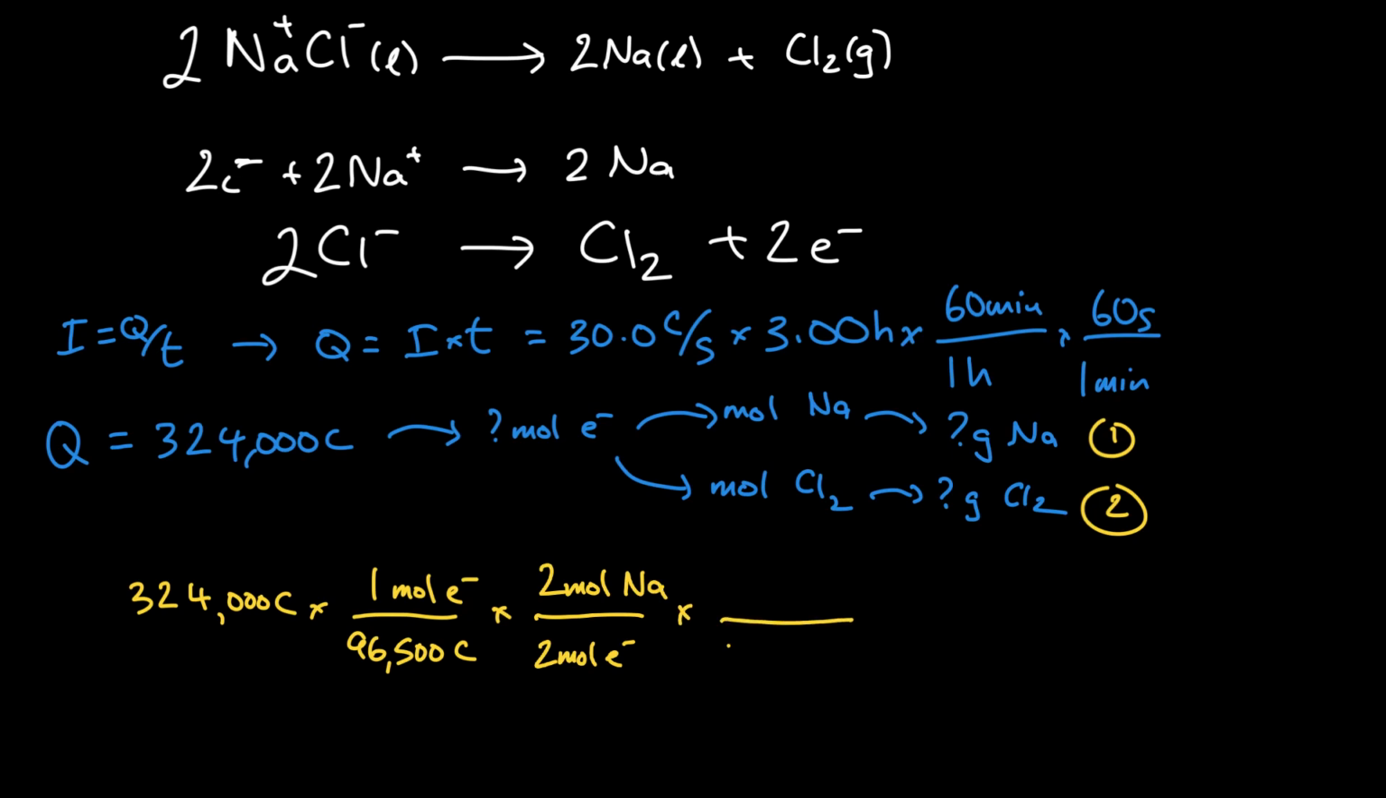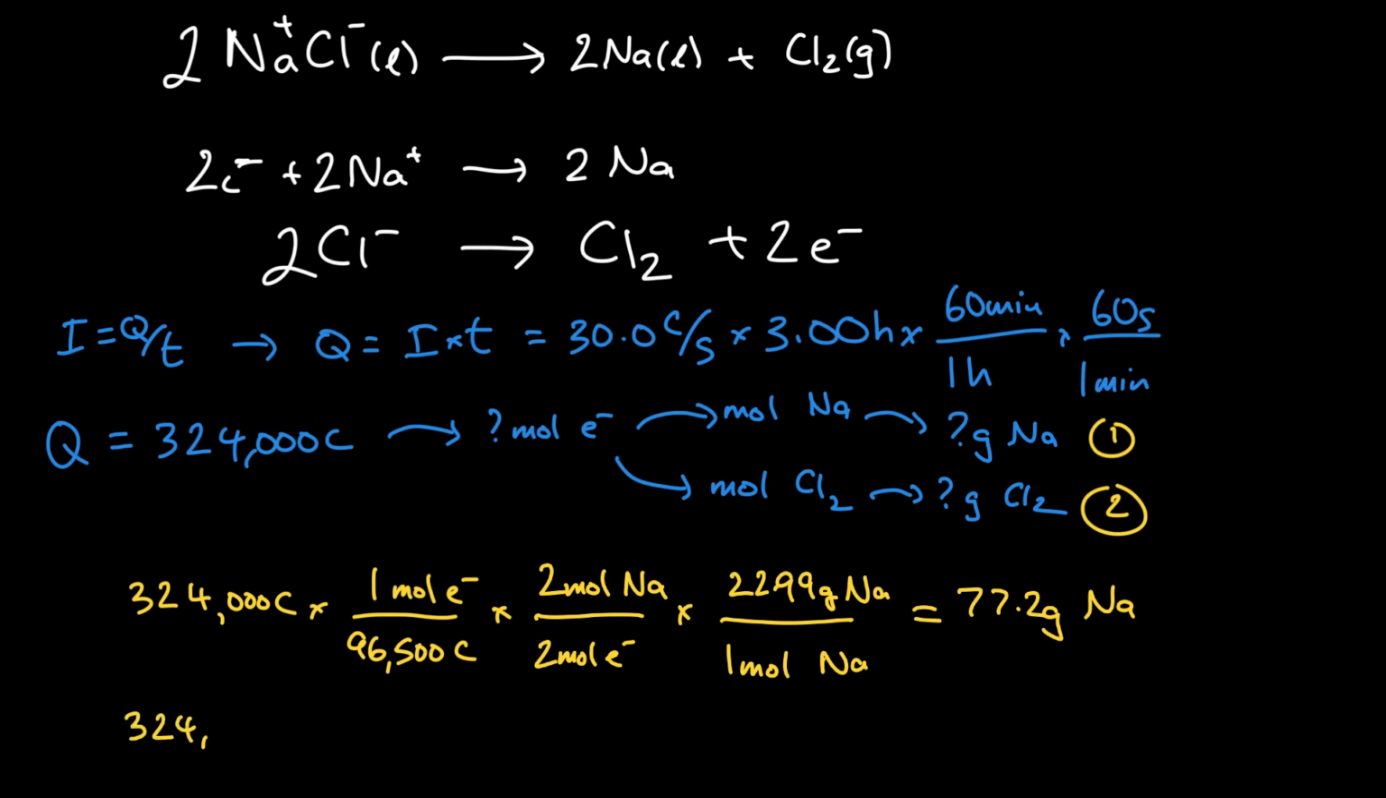So if we want grams of sodium, we just have to look up the atomic weight of sodium. The atomic weight of sodium is 22.99. So there's 22.99 grams in a mole, and that gives us 77.2 grams of sodium. And maybe you can pause the video and try the same thing for chlorine, and then we can compare notes. All right, so same thing for chlorine.